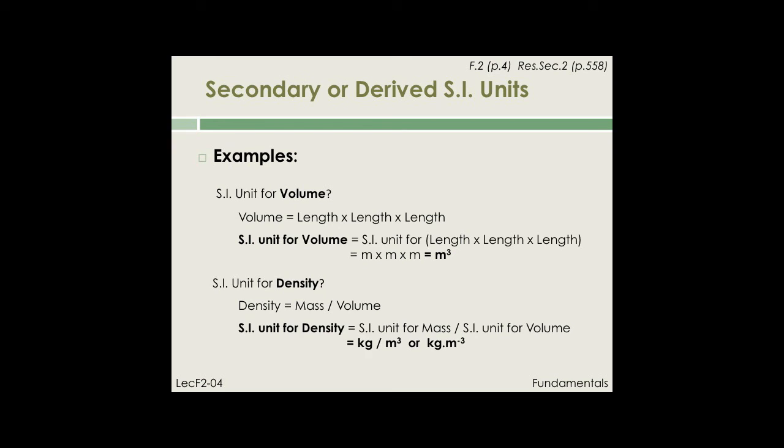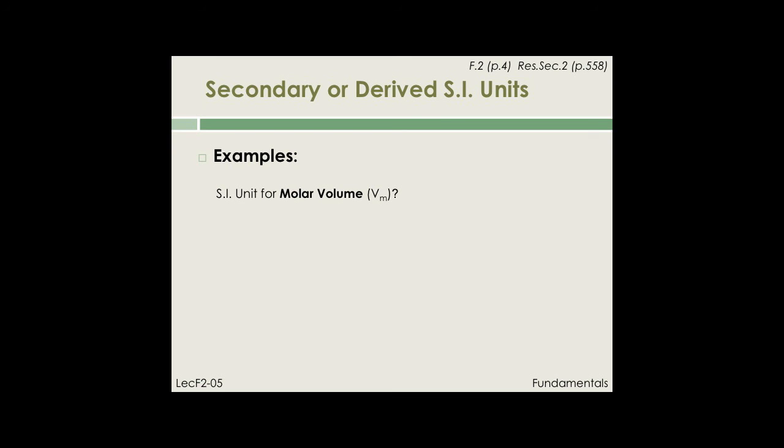As a third example, let us derive the SI unit for molar volume for a pure substance. The molar volume, denoted by V sub m, is expressed as V, the volume of that substance, divided by n, the number of moles of that substance present in the volume V. So the unit for molar volume is cubic meter per mole.